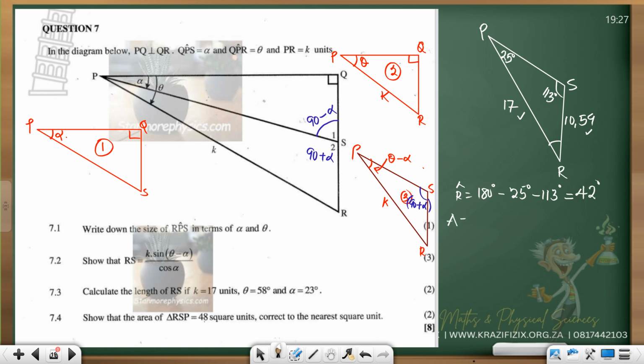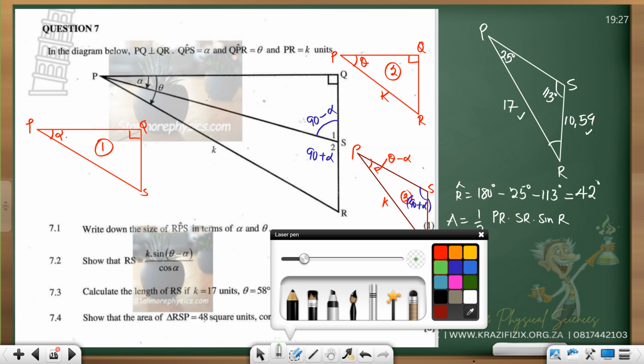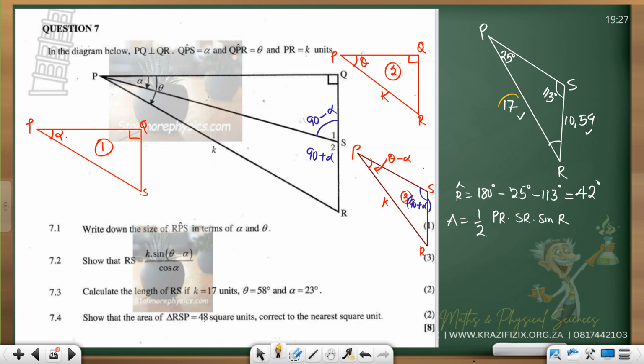So area therefore will be what? Half. What are the two sides? PR, SR, sine R. Don't forget, guys, it is side, angle, side. The angle must be in between. Hopefully we're going to get 48. What is PR? 17. What is SR? 10,59. Sine what? 42 degrees.